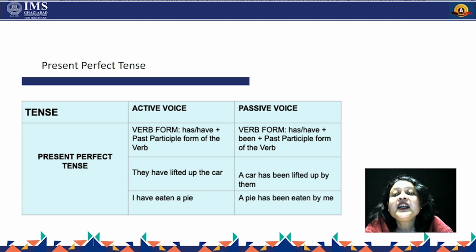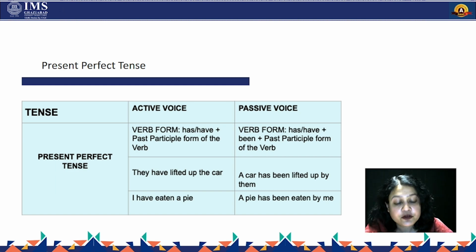For example, they have lifted up the car. Have plus third form of the verb in the active voice. When we are changing it, a car has been lifted. So has plus been plus lifted, which is the third form of the verb.